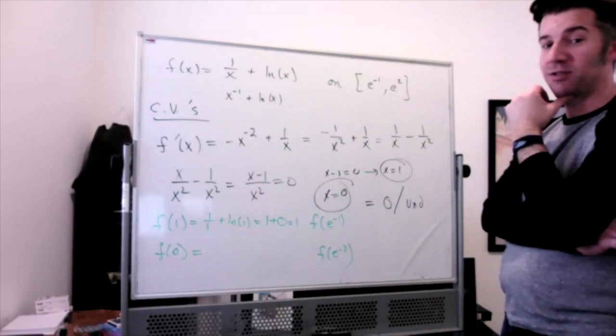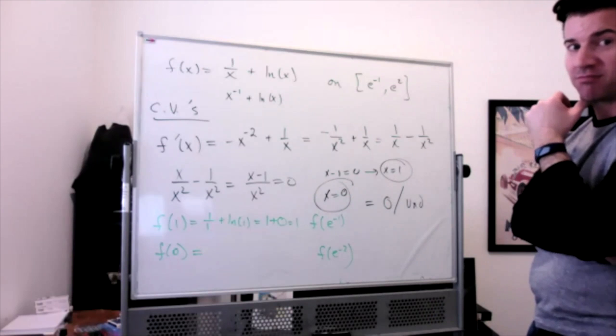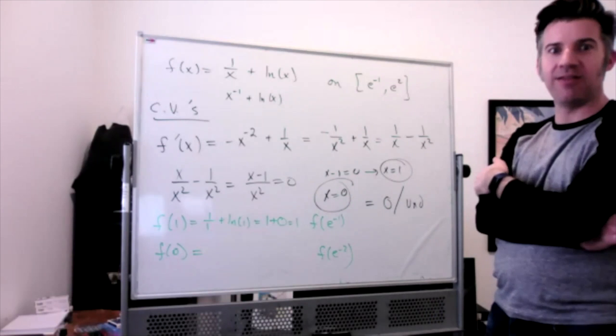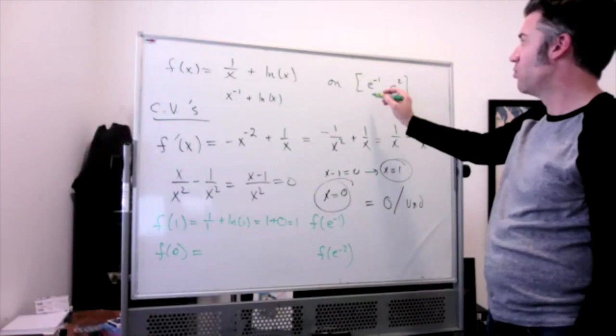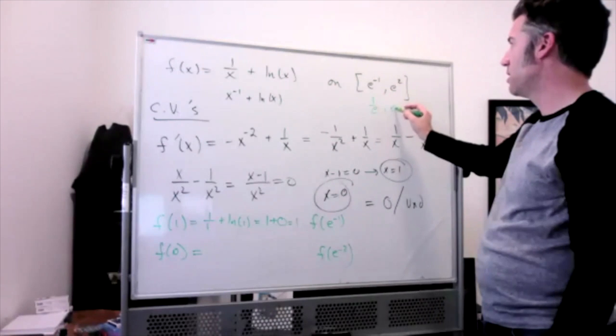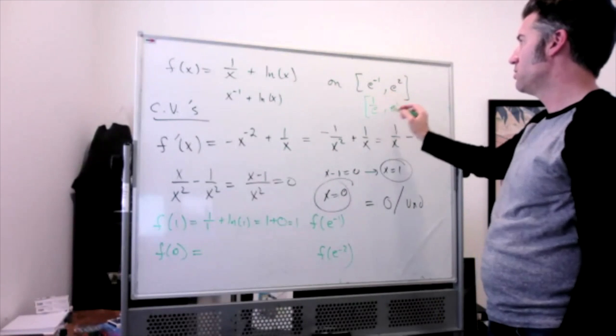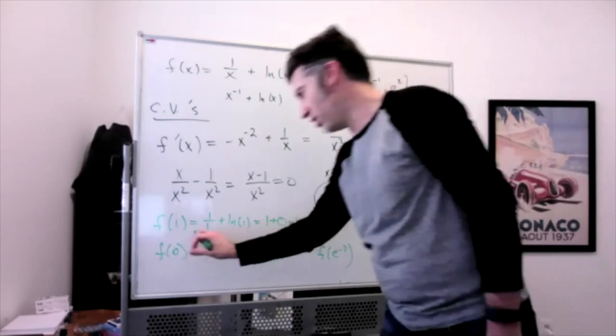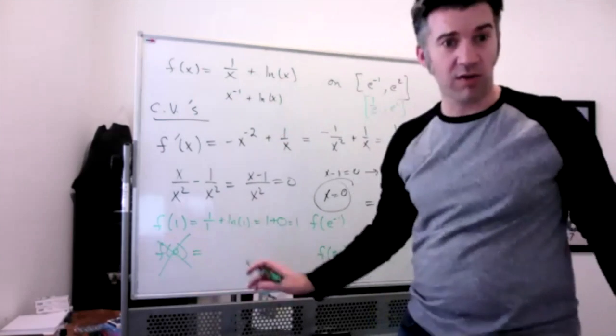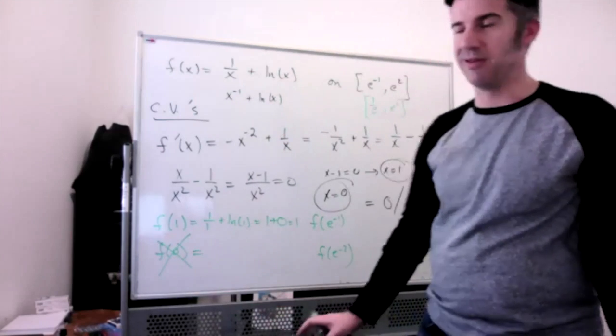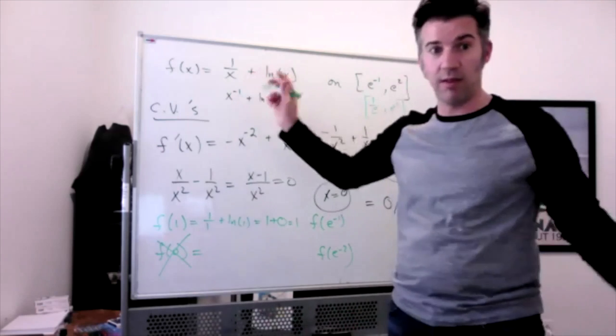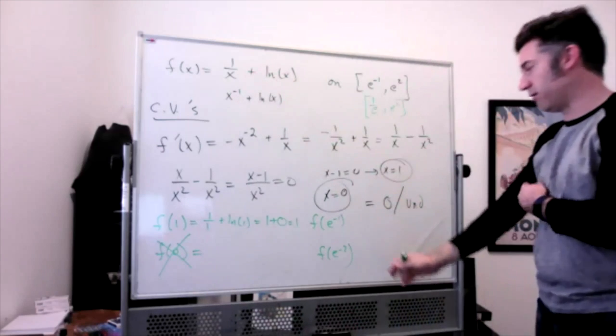Anybody have a suggestion? Thought? Oh, 0 is not in the domain. 0 is not in the interval, right? Because this is really 1 over e to e squared. So we shouldn't be considering 0 at all. Even though it was a critical value of the original function, I mean, not really, because it's not in the domain, but still, 0 is out of bounds.